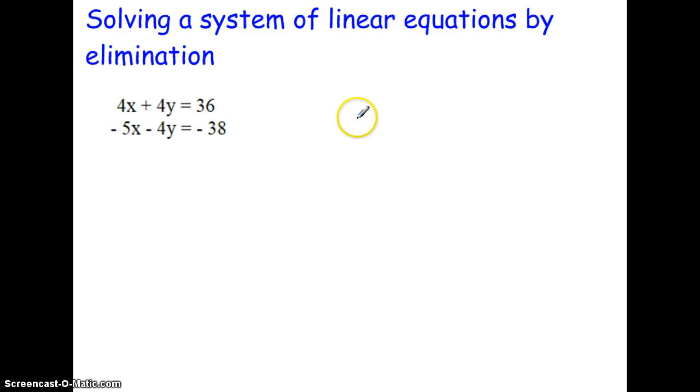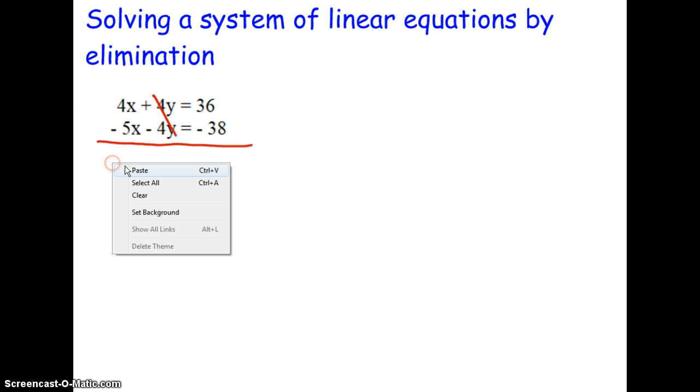Hey guys, I had a request to do a video about solving a system of linear equations by elimination. So I have two equations right here. 4x plus 4y equals 36 and negative 5x minus 4y equals negative 38. If you look at the y's, you can see they're both the same coefficient, but one is positive and one is negative. So if we were to add these two equations up, the y's will cancel out. So we have 4x plus negative 5x is negative x.